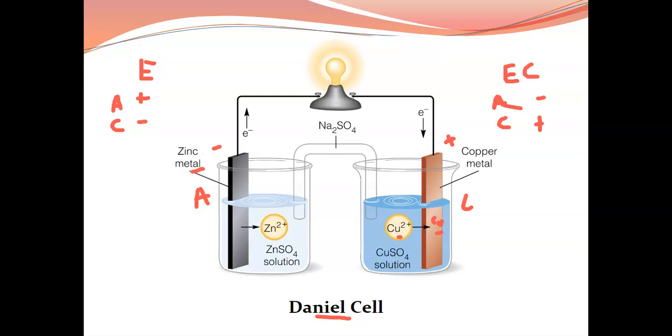Another difference between electrolytic and electrochemical cell is that in electrochemical cell, we convert the chemical energy of the redox reaction happening here to electrical energy. As you can see, the bulb is glowing. So here the chemical energy of the redox reaction happening here is converted into electrical energy. So in electrochemical cell, chemical energy is converted to electrical energy.